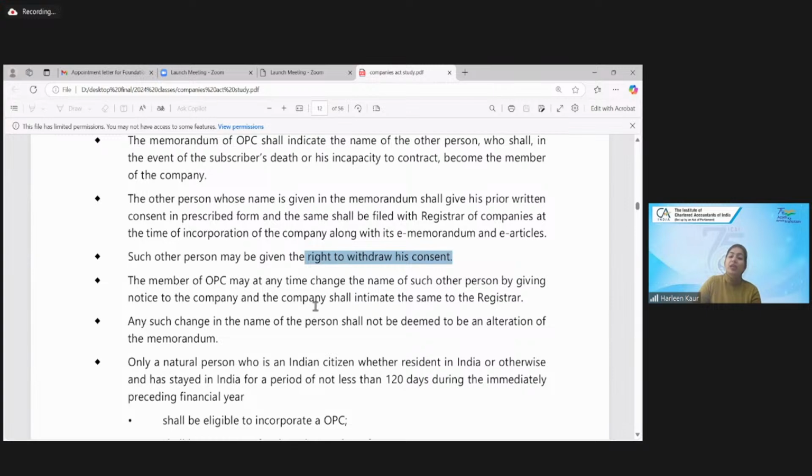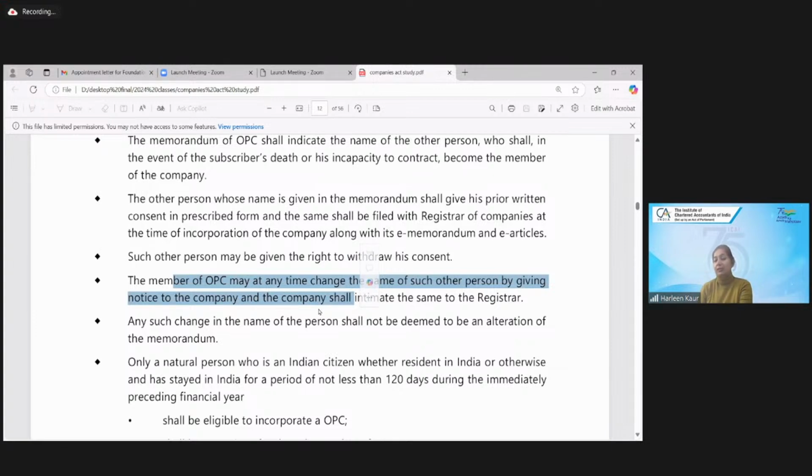The member can also change the nominee. Mr. A, who is the member of the OPC. Here we were talking about Mr. B, who can withdraw his consent. Yes, he can withdraw his consent. Can Mr. A change the nominee of the OPC? Yes, Mr. A can also change.